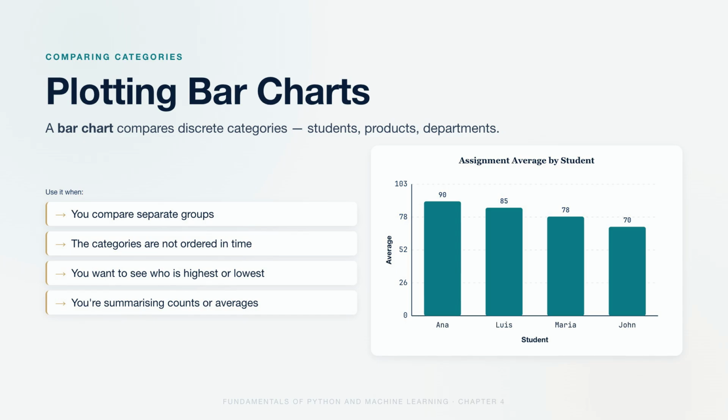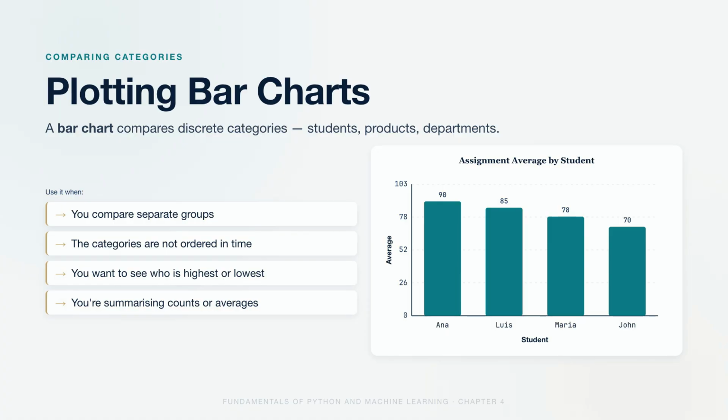For example, we can compare average scores by student, sales by product, tickets by department, or counts by category. In a bar chart, one axis usually contains categories, and the other axis contains numerical values. Bar charts are useful when we want to see which category is larger, smaller, higher, or lower. For example, if we compare average score for several students, the tallest bar shows the highest average.